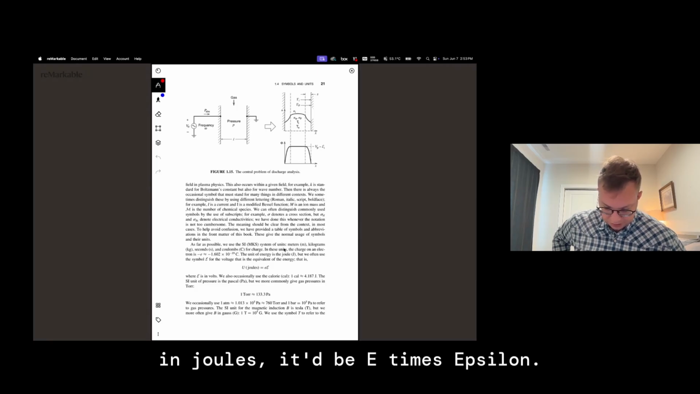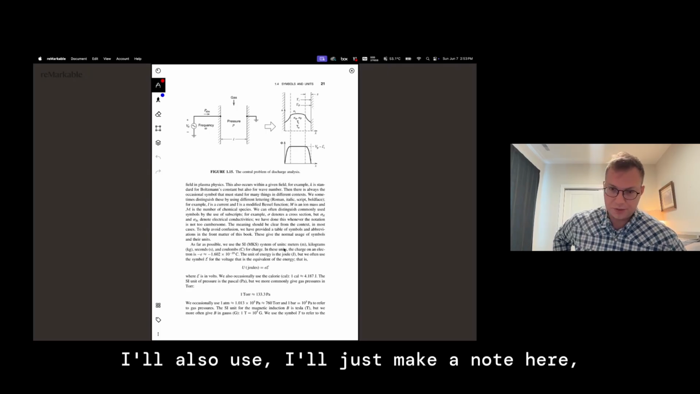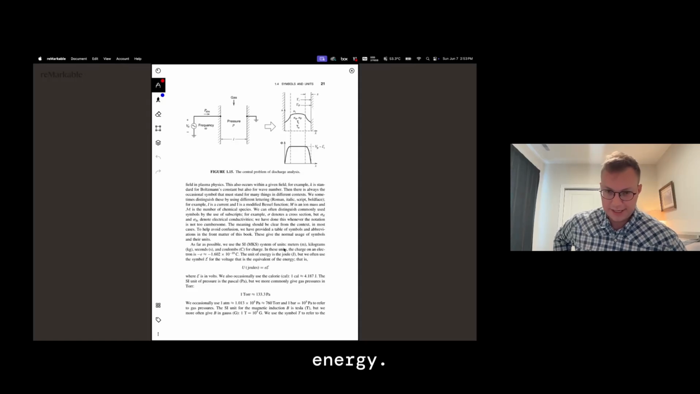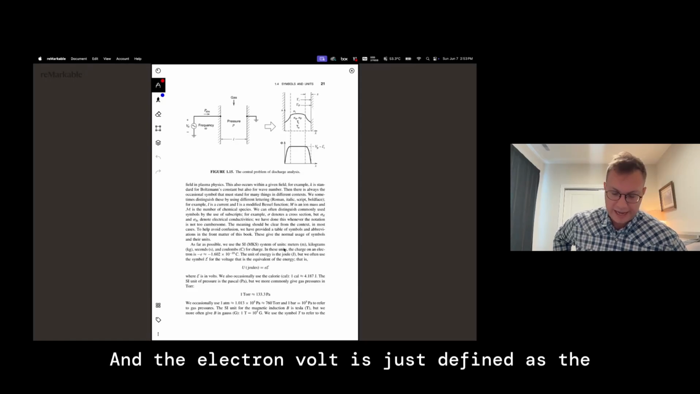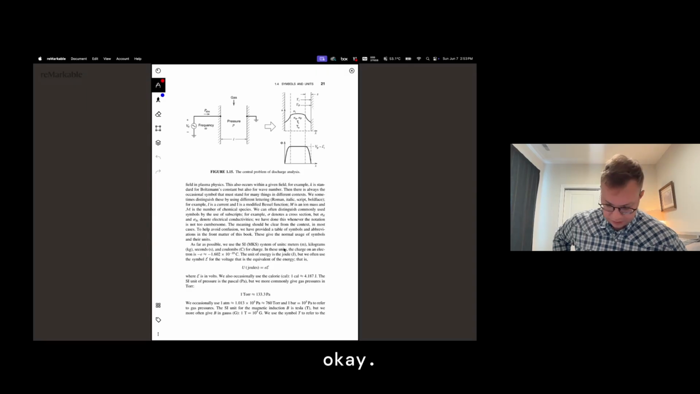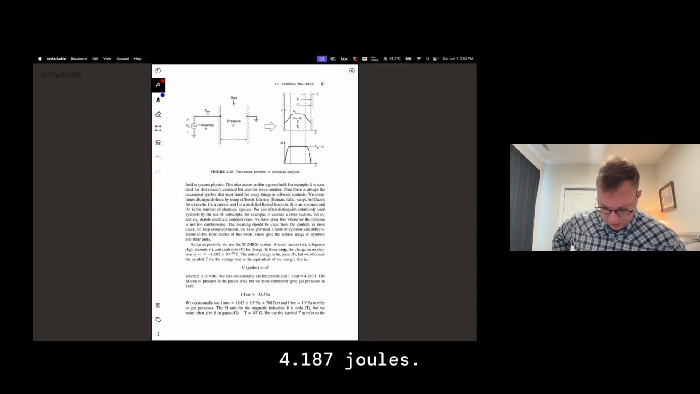That is, in joules, it would be E times epsilon, where epsilon is in volts. I'll just make a note here. Whenever I say electron volts, I mean the energy. And the electron volt is just defined as the energy gained by an electron if it passes a voltage drop of 1 volt. Okay. We also occasionally use the calorie, which is 4.187 joules.